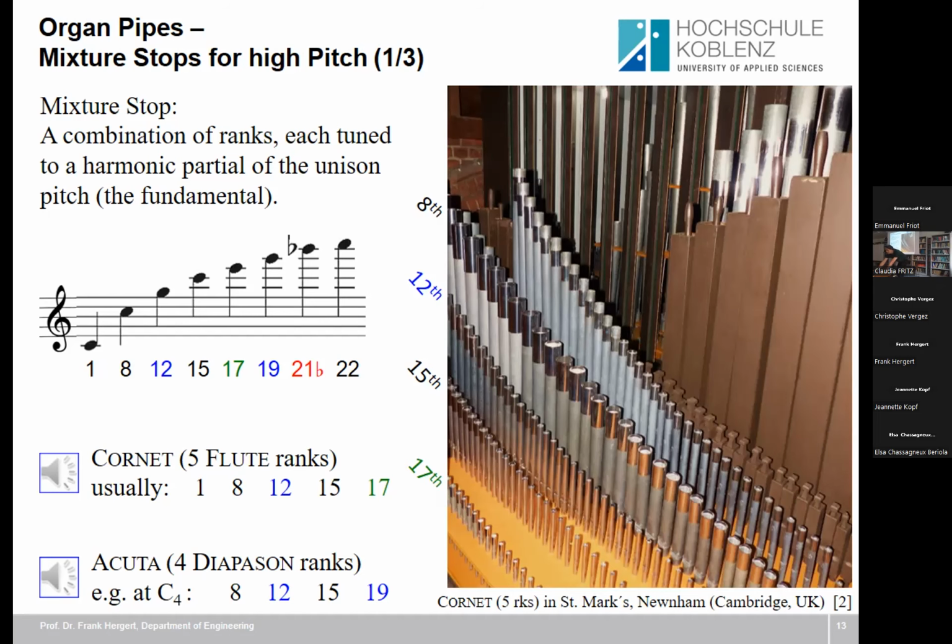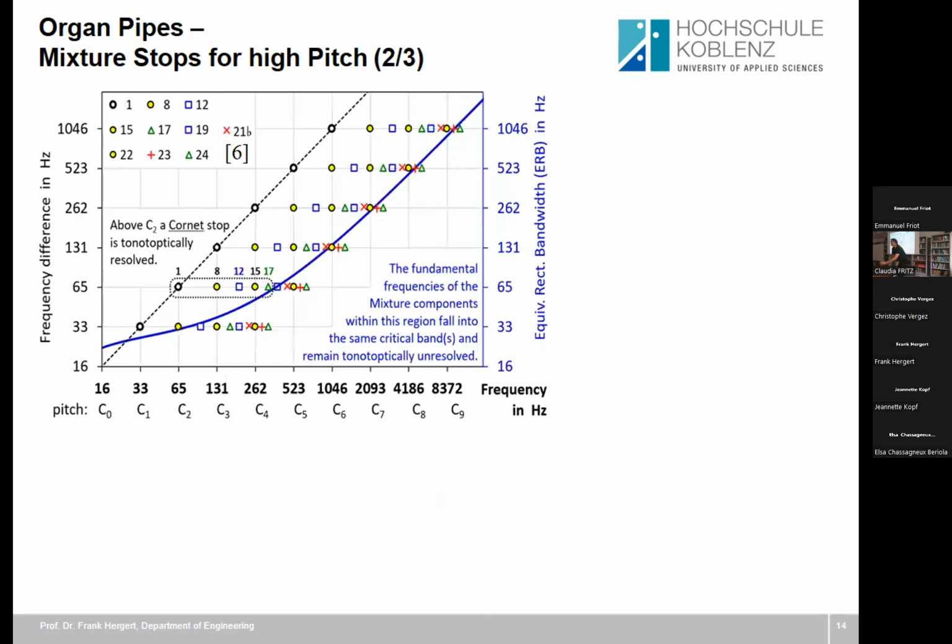And when we look into details, we can say a few things. In this diagram, you see the pitch on the horizontal axis and the corresponding frequency. For example, if we press the lowest key on the organ keyboard, it is C2 at 65 Hertz. And if we play a cornet, we play the unison, the 8, the octave, 12, 15, 17th, and you see it is all above or left of the blue line.